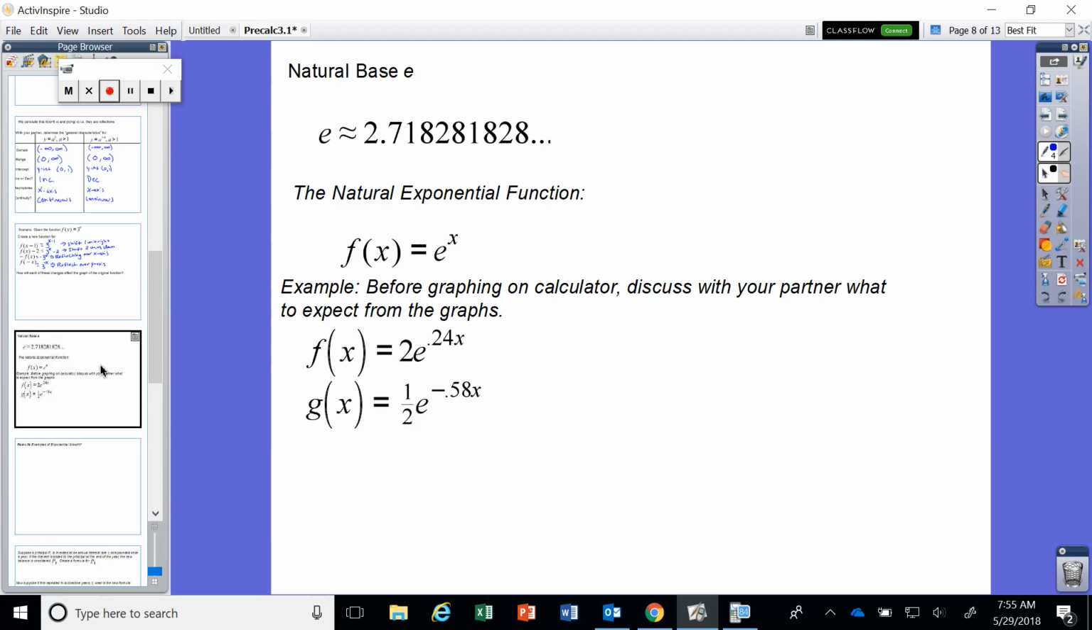Okay? So challenge yourself for a sec. Think about it. What are the graph of f and the graph of g that you see on the screen right now going to look like? What are the changes that are going to be made because we have a leading coefficient of 2, and then 1/2, and then we have a negative exponent versus a positive exponent. So think to yourself, what are those changes actually going to be?